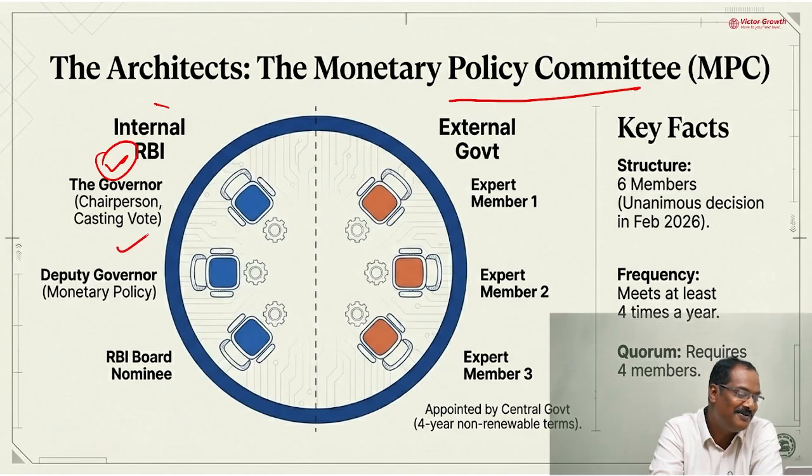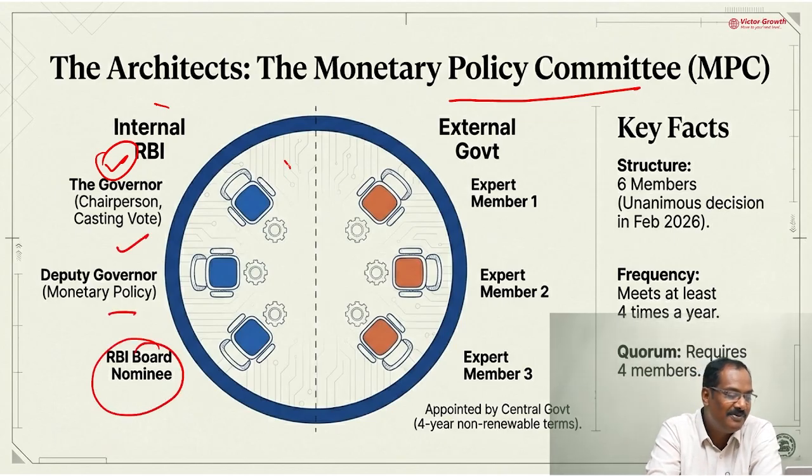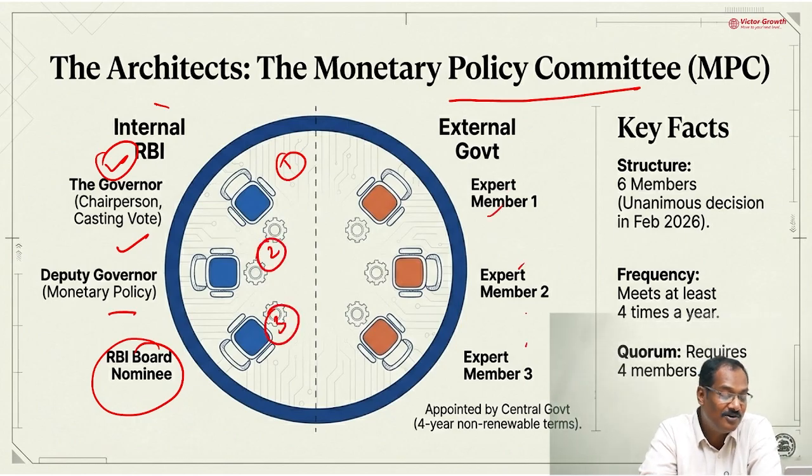Okay, Deputy Governor, Monetary Policy. The RBI will nominate one more person. So, 3 members from RBI, then 3 members from the government also. Okay, look at this. Member 1, 2, 3. I don't know who are going to be there.